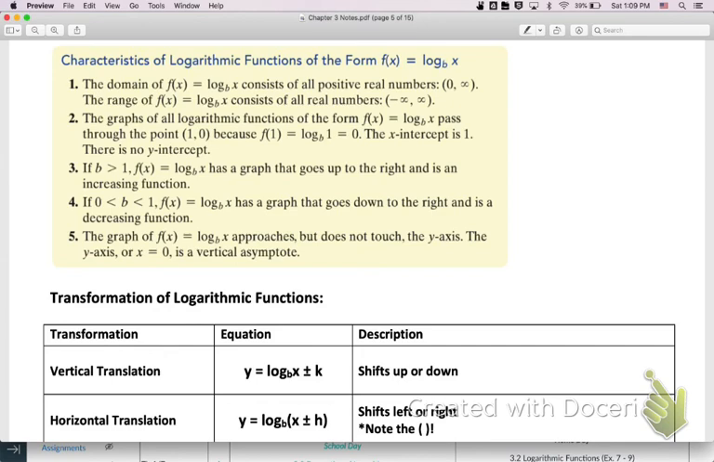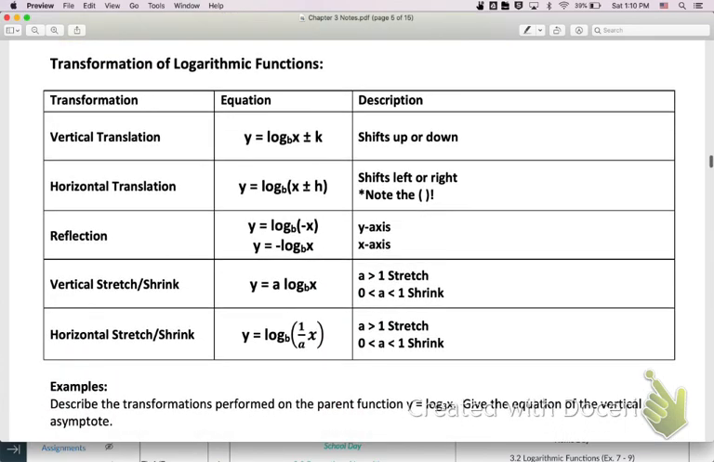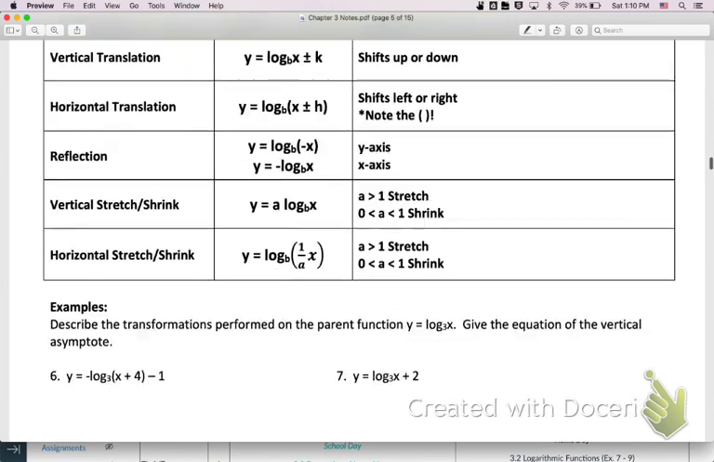All of these graphs are going to go through the point 1, 0, and they're going to have no y-intercept, okay? And then you can see the rest of that information there is really similar. All of our transformations are going to be exactly the same. Up or down, left or right. Notice the parentheses with the left or right because the vertical and the horizontal look very similar. You've got your reflections, your stretches, your shrinks, and so there we go.